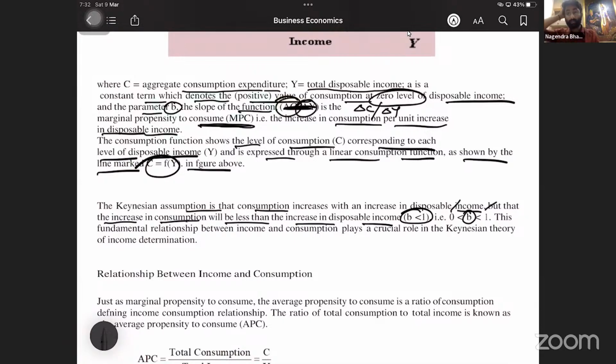Your consumption can never be the same as before if your income is increasing. If your income increases, then consumption definitely increases, but not at the rate of increase in income. This fundamental relation between income and consumption plays a crucial role in the Keynesian theory of income determination.